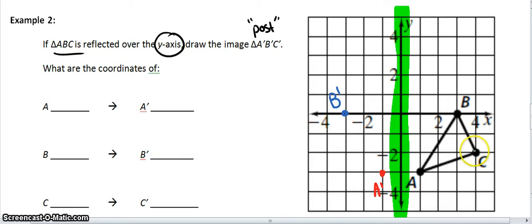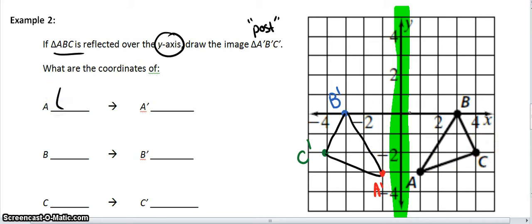Now C is 1, 2, 3, 4 units away from the line. So now C prime has to be 4 units going the other way. 1, 2, 3, 4 on the other side of the line. That's C prime. And if you've done your reflection correctly, it should look like a mirror image. So let's just connect those dots and make sure it looks like the same shape, but flipped over the line. I didn't draw a perfect triangle, but it does look the same.